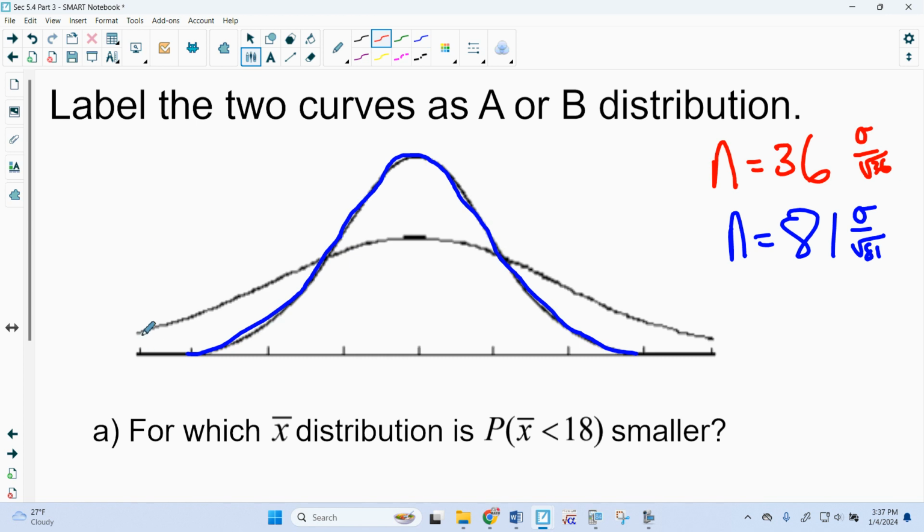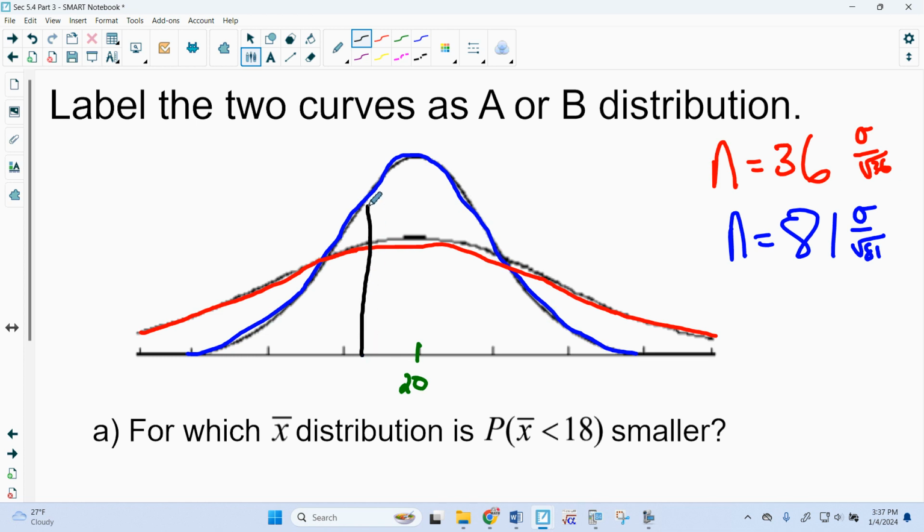And the red is this graph, because the standard deviation is smaller, so it's more spread out. So we know our mean is 20, and the question is, for which distribution is the probability x bar less than 18 smaller?